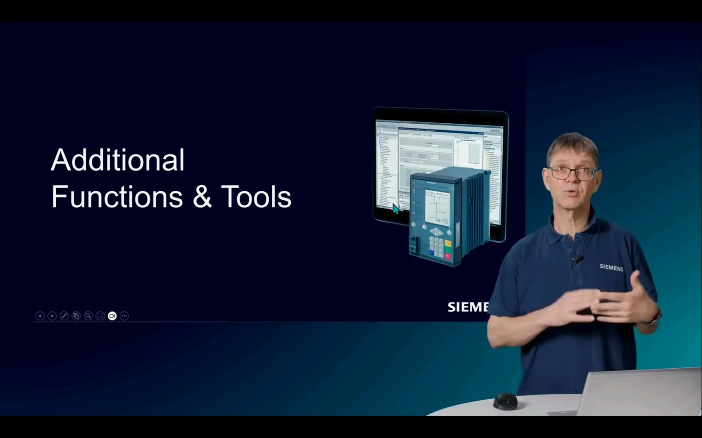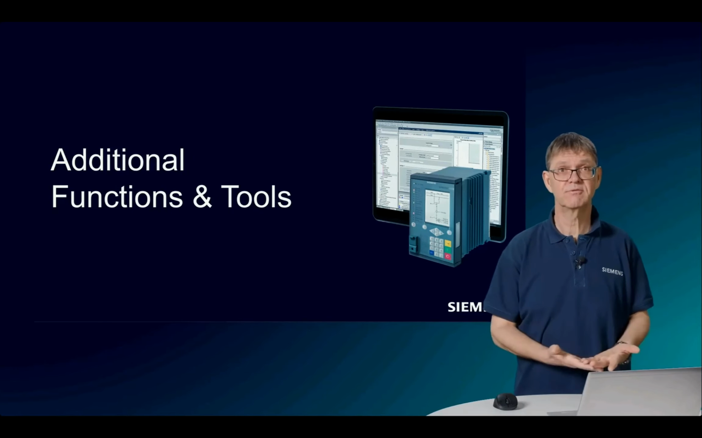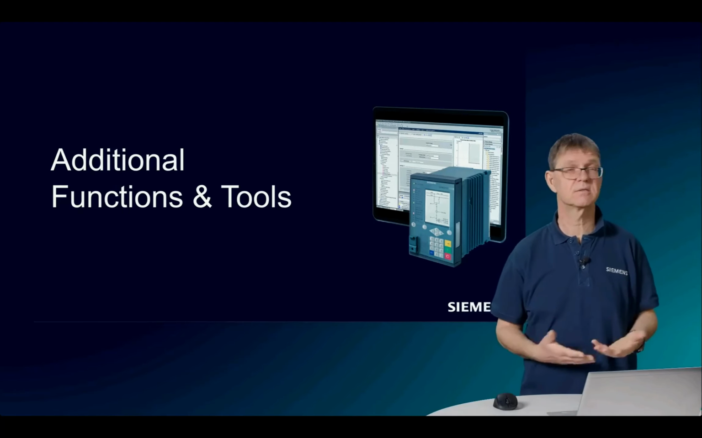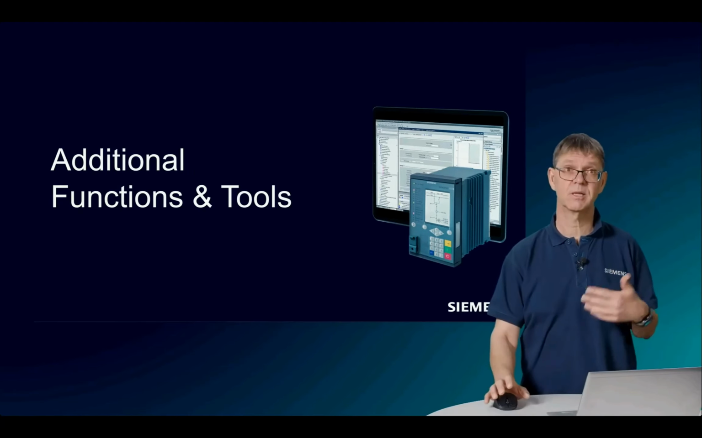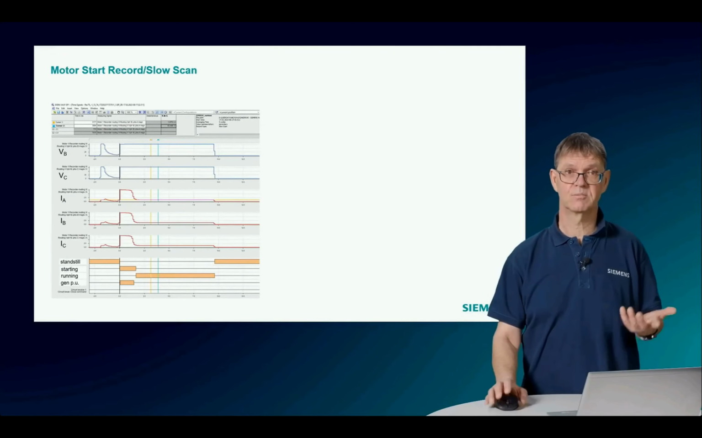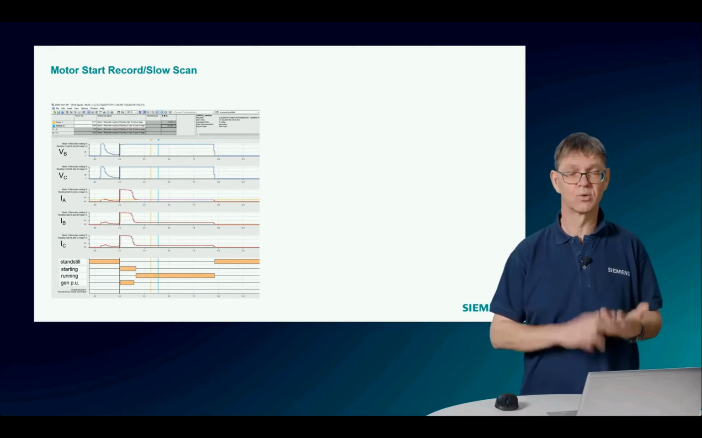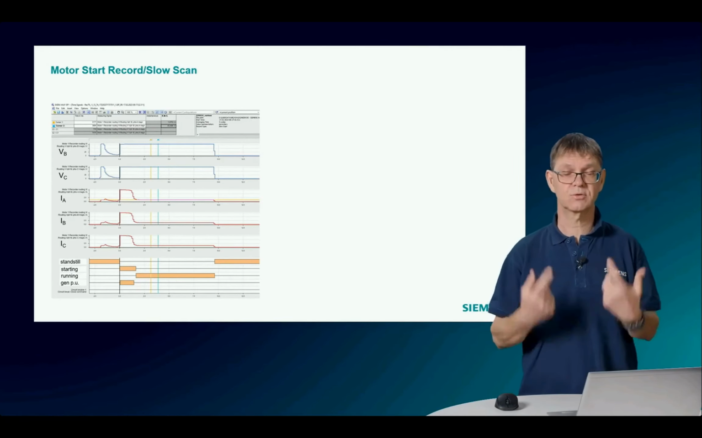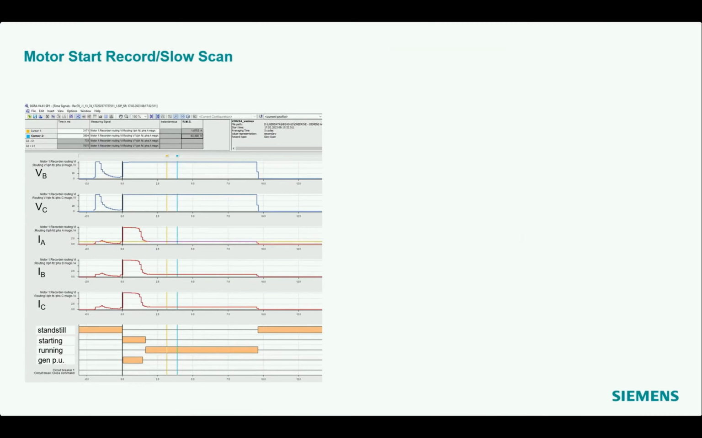Now I would like to show you some additional functions and tools we have in our SIPROTEC 5 devices, especially for the motor protection, that help you to make life easier. First, motor start record. It's a slow scan record which you can start or trigger with each start of the motor. And we can bring in here the analog values like measurement values, voltages, currents, and also binary signals, for example, the state of the motor or any pickup situation.